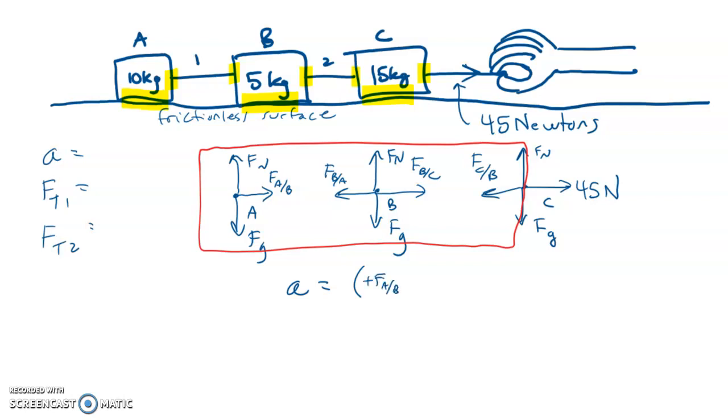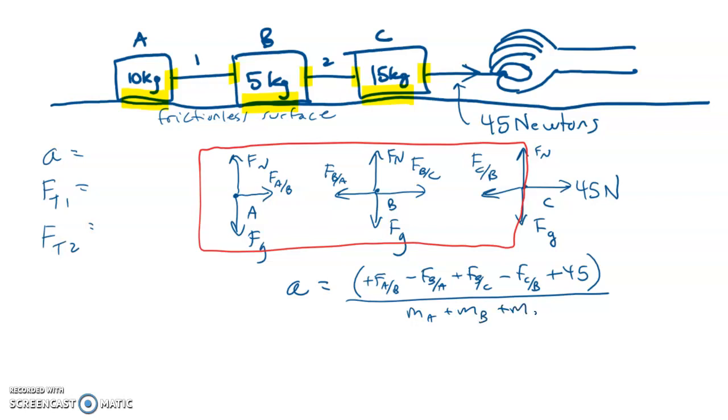There's a force on A by B, it's positive. There's a force on B by A that's negative. There's a force on B by C that's positive. There's a force on C by B that's negative. And finally, there's that 45 newton force. Those are all the sideways forces in our picture. And since we're dealing with all the forces on all the objects, we have to deal with all of the masses of all the objects as well. So that's our Newton's second law equation. Let's put numbers on it now.